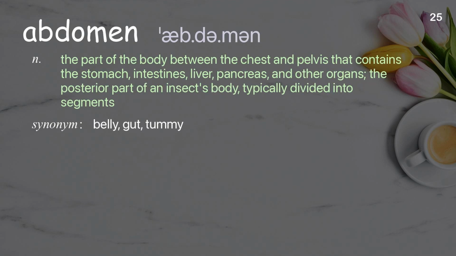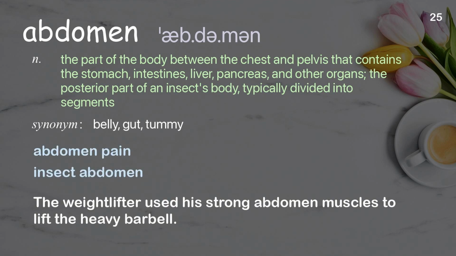Abdomen. The part of the body between the chest and pelvis that contains the stomach, intestines, liver, pancreas, and other organs; the posterior part of an insect's body, typically divided into segments. Examples: Abdomen pain. Insect abdomen. The weightlifter used his strong abdomen muscles to lift the heavy barbell.